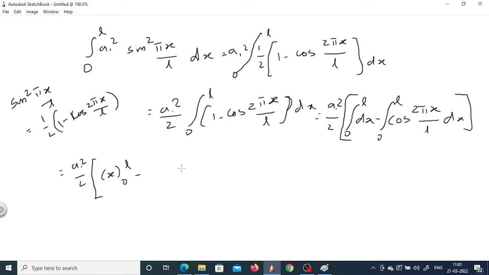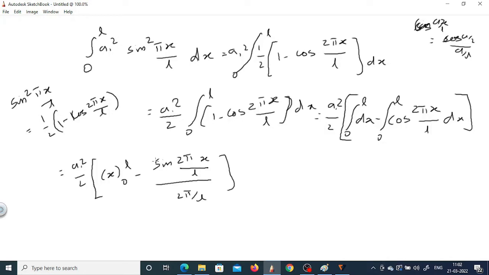After that, what is the formula for integrating cos 2 pi x by L with respect to x? I integrate means I can get the general formula sin 2 pi x by L divided by 2 pi by L, because if I integrate cos a x by L, I can get sin a x by L divided by a by L, which is the formula. So that I write here sin 2 pi x by L divided by 2 pi by L within the limits of 0 to L. So what about the next step?